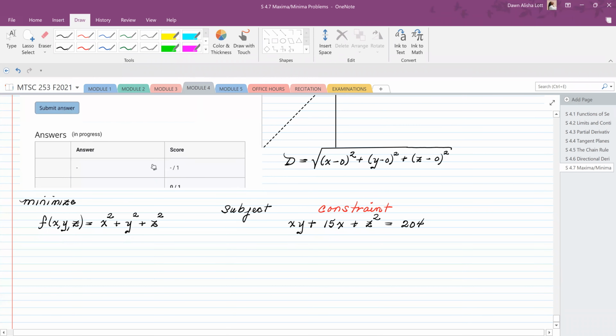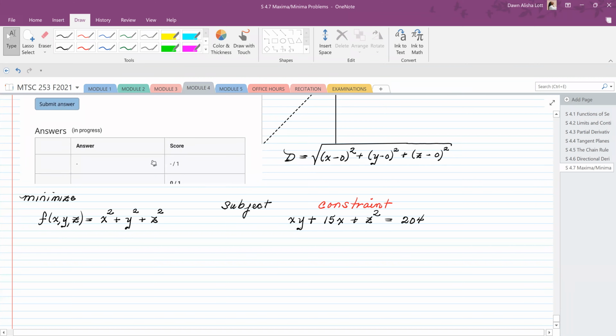Okay. So now again, we can't minimize or maximize a function of 3 variables. So I need to eliminate one of these variables. What is the most logical one to eliminate, Anaya?